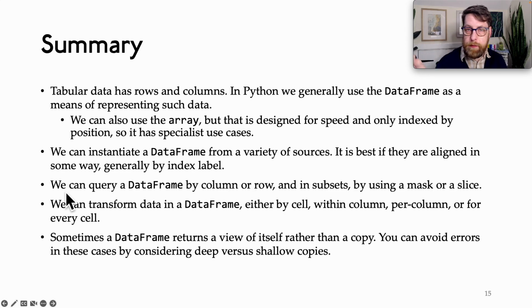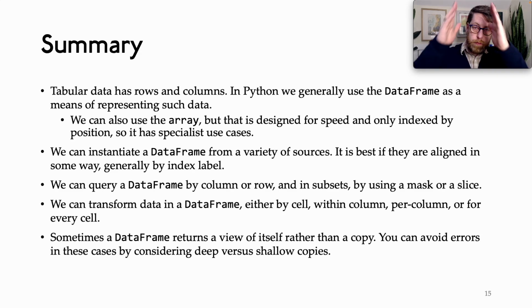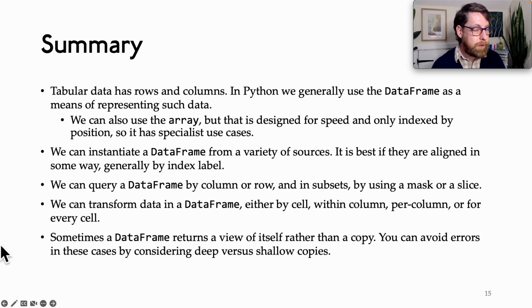You can transform the data in a data frame. You can do that for any given cell just by assigning a new value, df.loc, whatever, and then give it a new value. Or you can assign every value in a series, or for one column. You can make a new row, or you can transform the entire data frame itself, for example, using applymap. Sometimes a data frame returns a view of itself rather than a copy. Sometimes it returns a copy rather than the thing that you wanted. Be careful with these sorts of errors because you want to make sure that you're only changing the data you want.